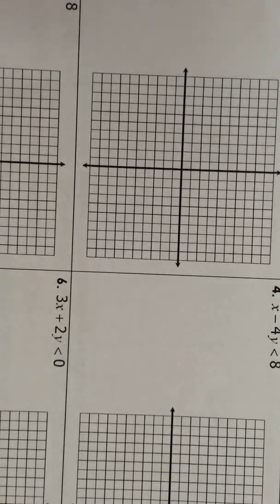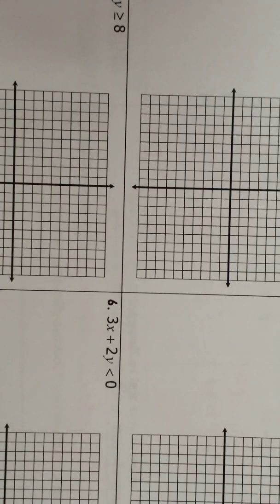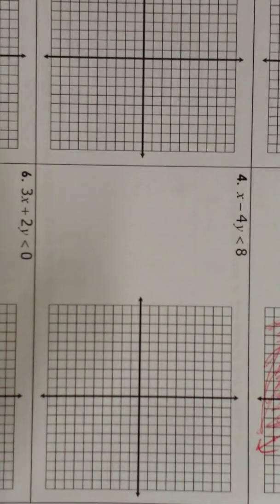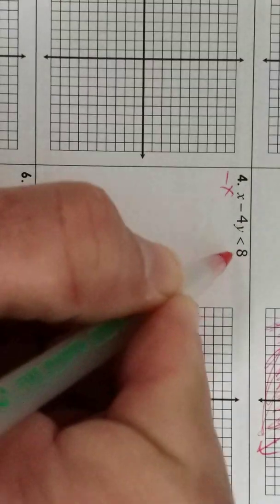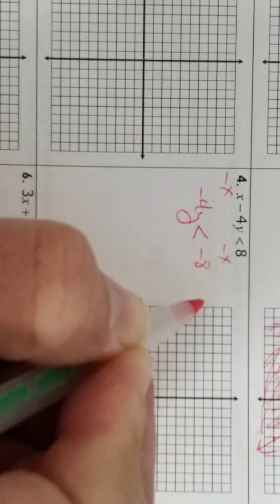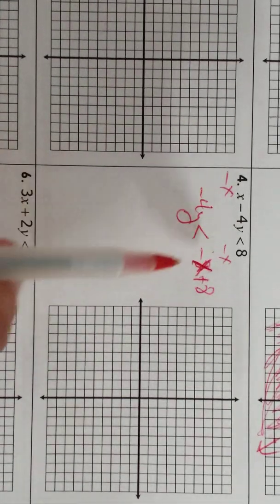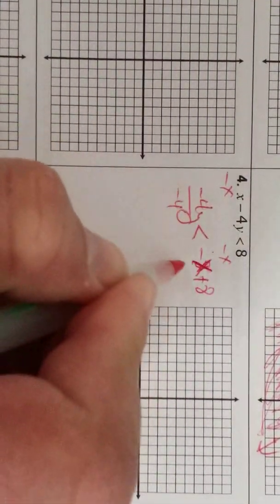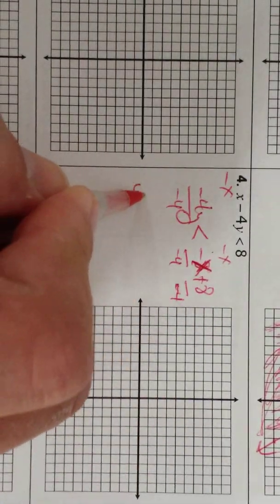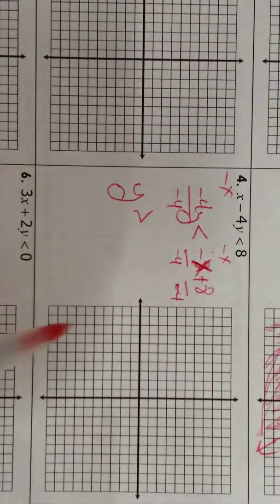Let's graph number 4 real quick. I've got to get y by itself in this one. So I'm going to take away x, leaving me with negative 4y is less than negative x plus 8. I'm just subtracting x. Here I need to divide by negative 4. This is a tricky one, so you might want to watch. These cancel out, leaving me just y. I divided both sides by negative 4, so I'm switching the sign.